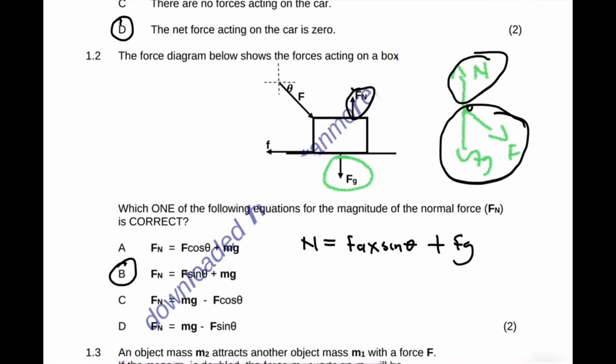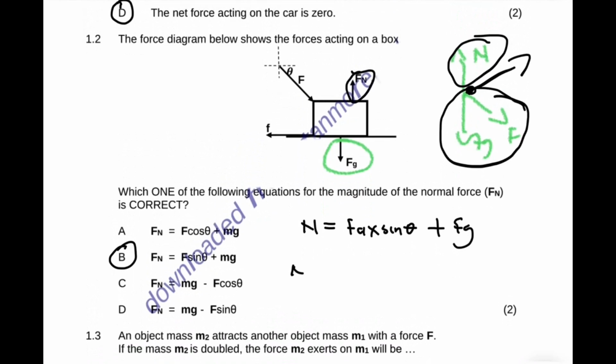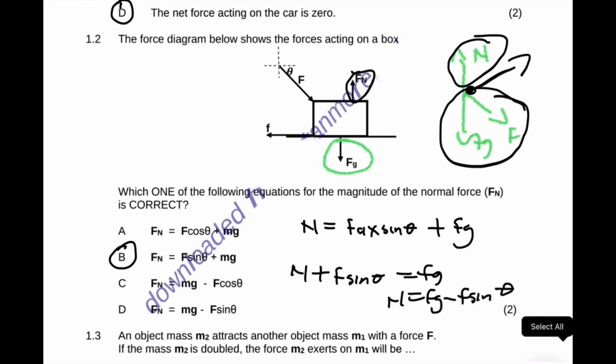If the force was acting up, right, we're going to have normal plus F sine theta is equal to Fg, and then the normal would be Fg minus F sine theta. Usually the question is either the force is acting down or going up, so it's better to know what to do in both cases.